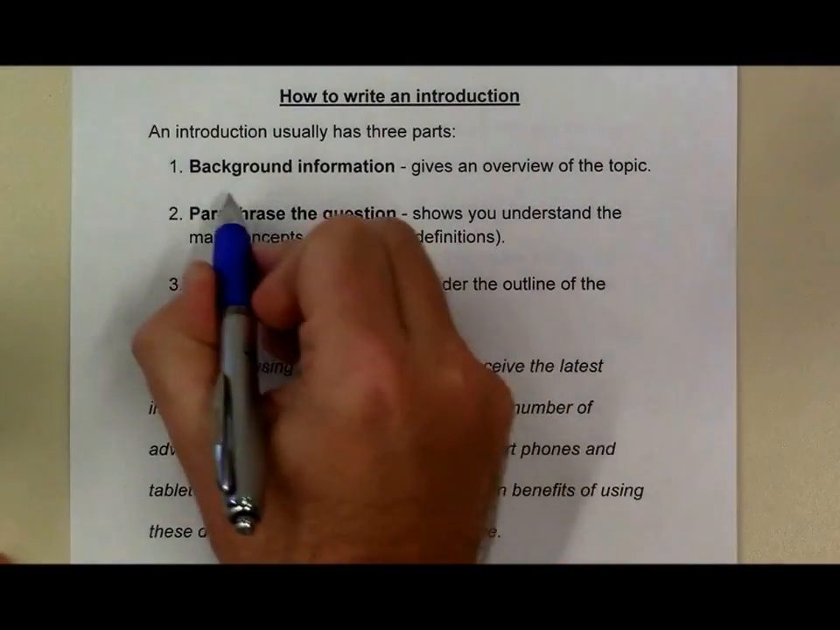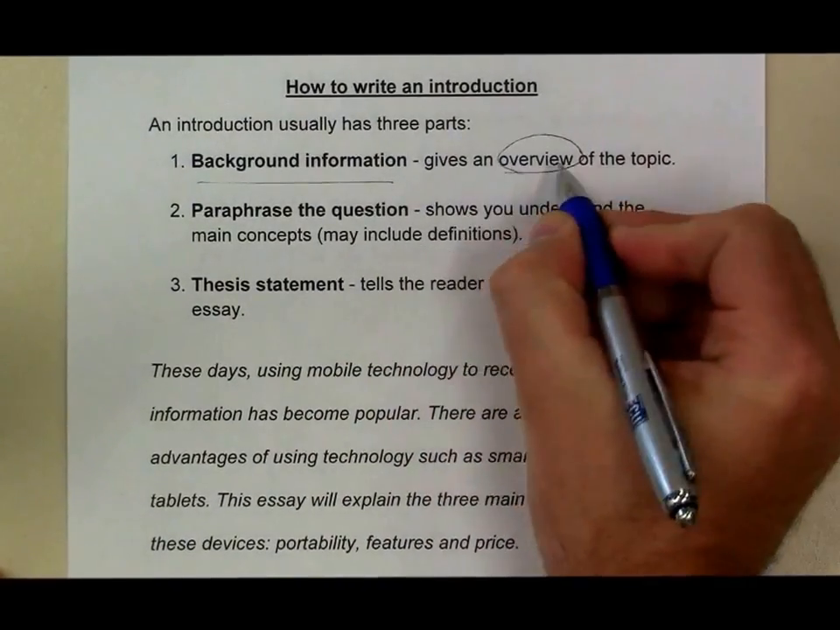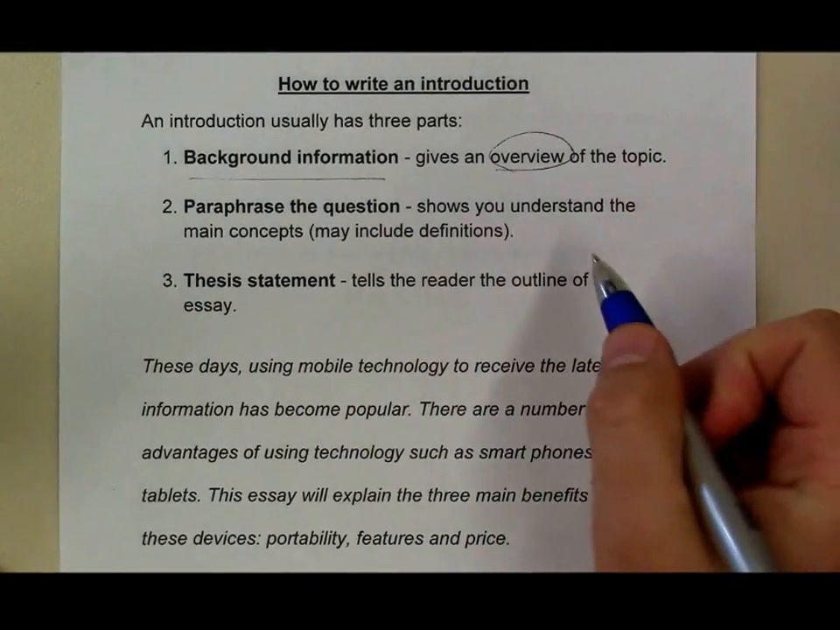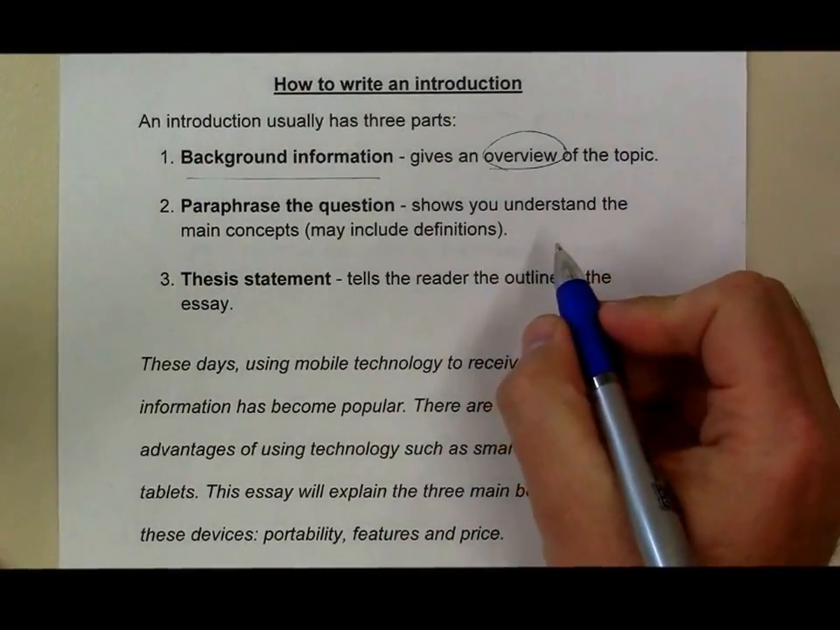So background information, that's the first important part that we need. And what we're really looking for here is an overview. We need to get basic information, simple information about the topic, just so that everybody knows what we're talking about in a nice simple way.